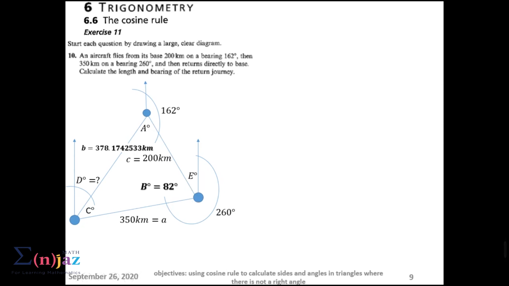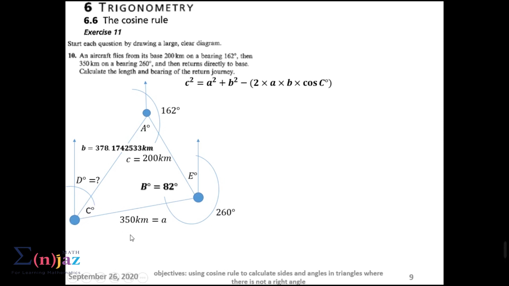starting with side C. So C squared is equal to A, what are the other two sides? A and B. A squared plus B squared minus, in brackets, 2 times side A times side B times cosine the angle between side A and side B, which is angle C.